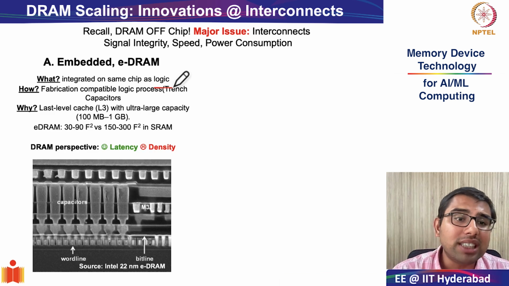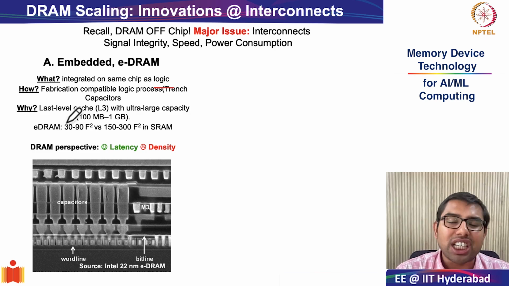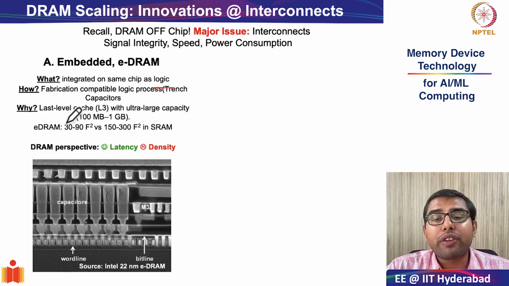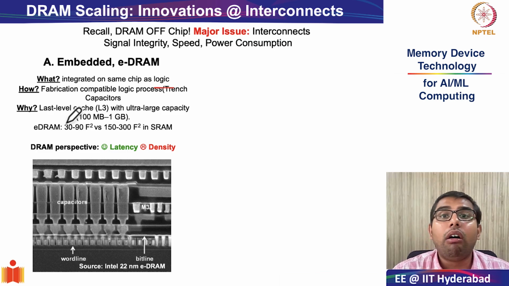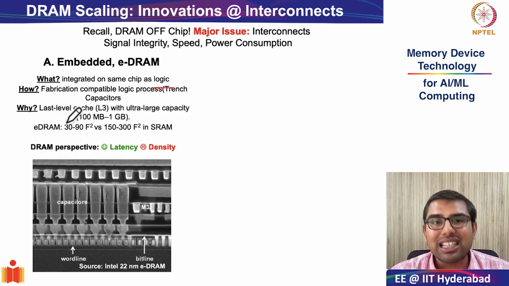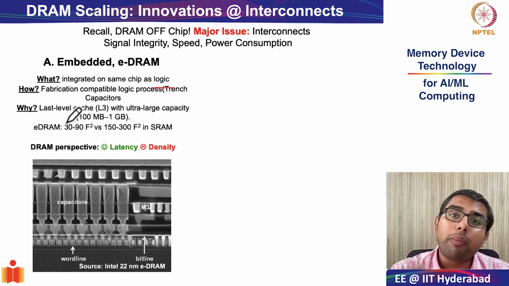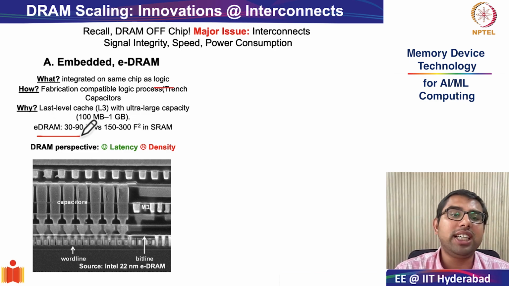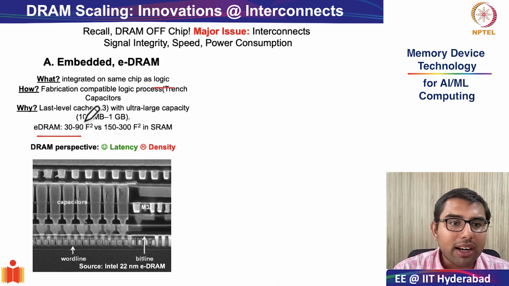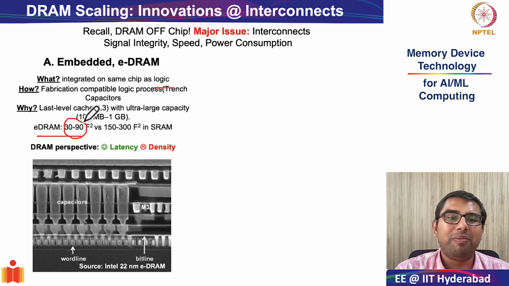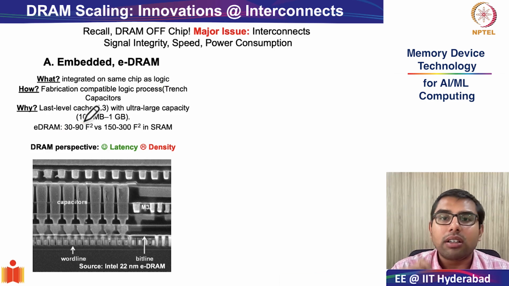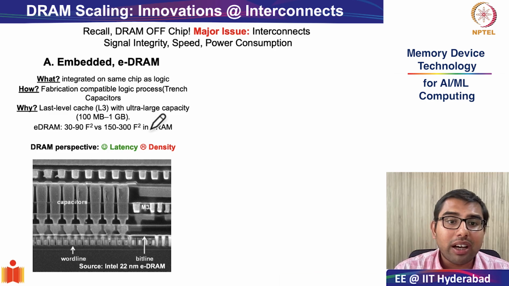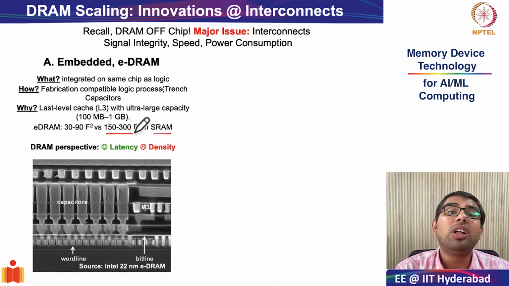Why do you want to do this? It is very simple. The last level of cache, remember from our discussion, is a shared cache between all the different cores of the CPU. We need much larger capacity for the last level of cache for better performance of the CPU subsystem. We want to move from hundreds of MB to a few GBs, and this is possible with EDRAM technology because EDRAM takes 30 to 90 F squared in normalized cell area, but the SRAM, if you remember, takes 150 to 300 F squared.